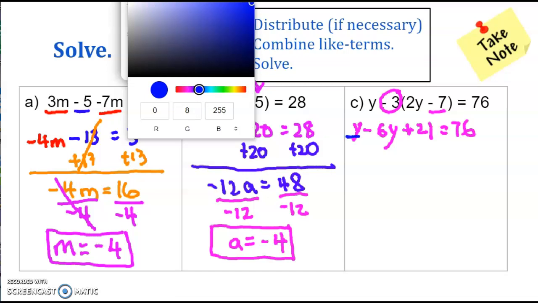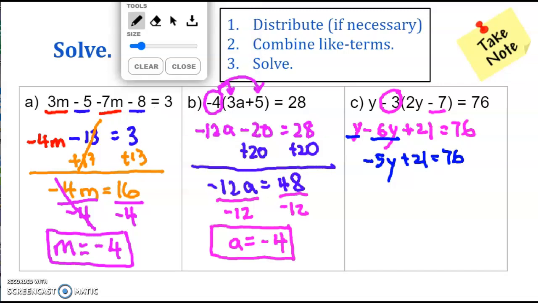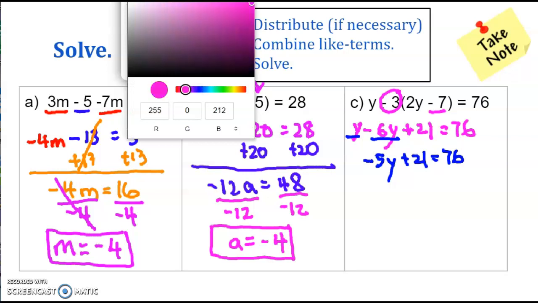I have y here minus 6y, so that gives me negative 5y because 1 minus 6 is negative 5. And we're dealing with negative 5 lots of y. And then to that you have 21 is equal to 76. Okay, so then, what is being done to y? Y is first being multiplied by negative 5, then added to 21. So the very last thing that was done to y was add 21. So we need to undo the very last thing, which is add 21, by subtracting 21 from both sides.